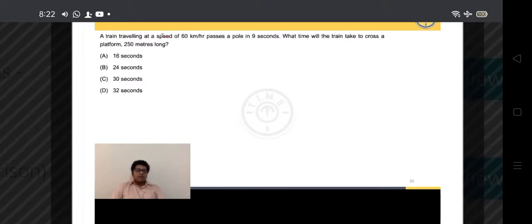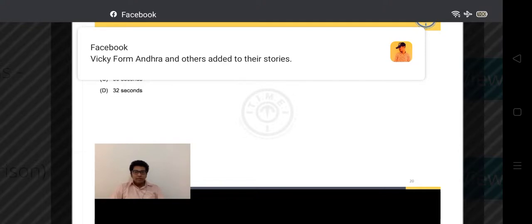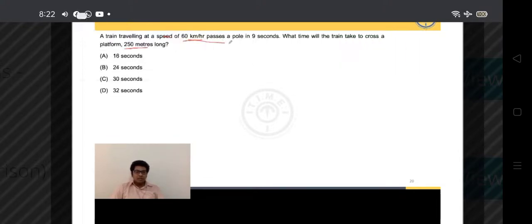A train traveling at a speed of 60 kilometers per hour passes a pole in 9 seconds. What time will the train take to cross a platform 250 meters long? Okay, so platform 250 meters long. Train traveling at a speed of 60 kilometers per hour. Now, for me to find the time taken by the train to cross a platform, I should know the length of the train.